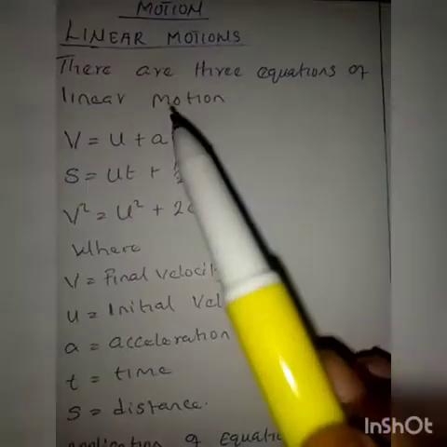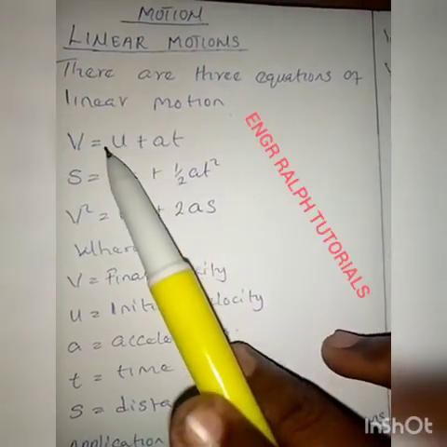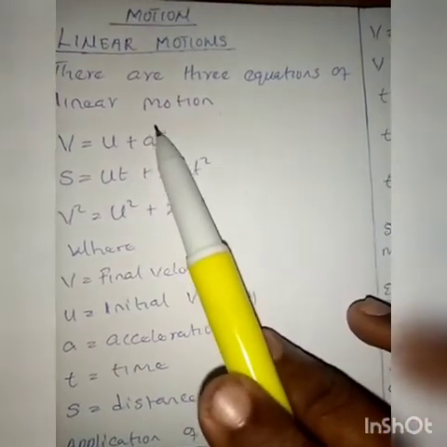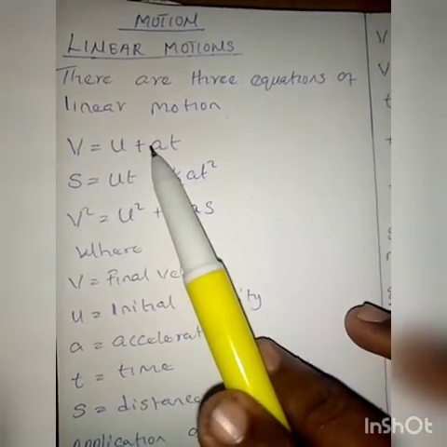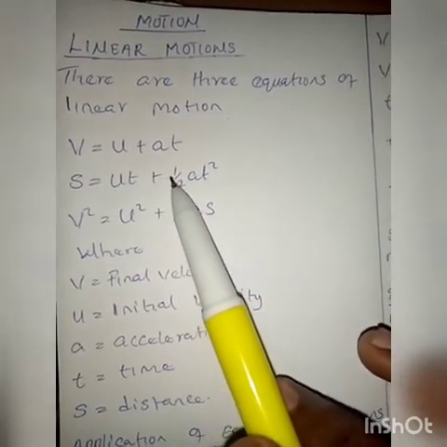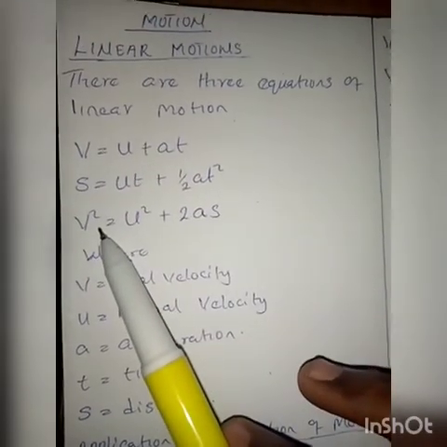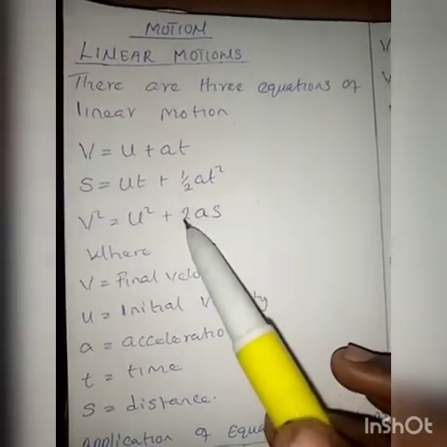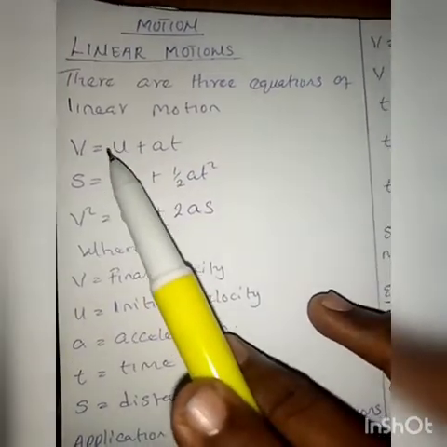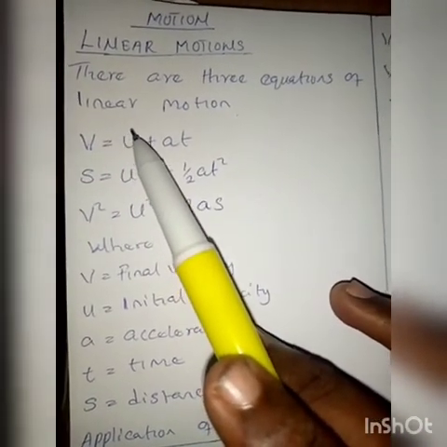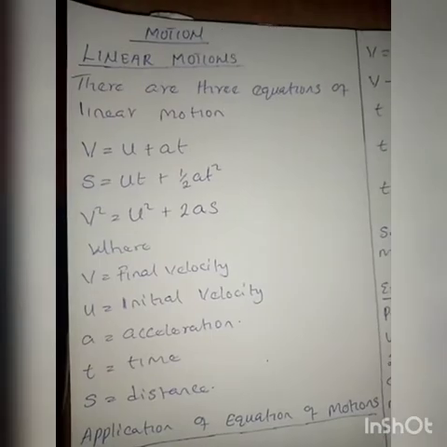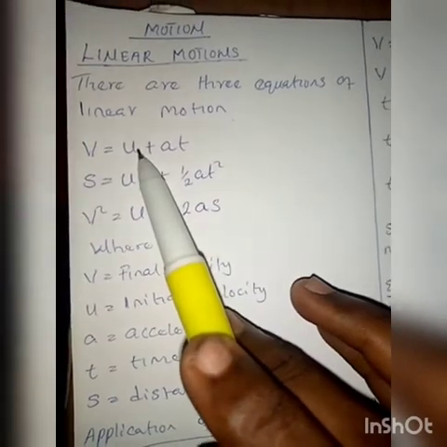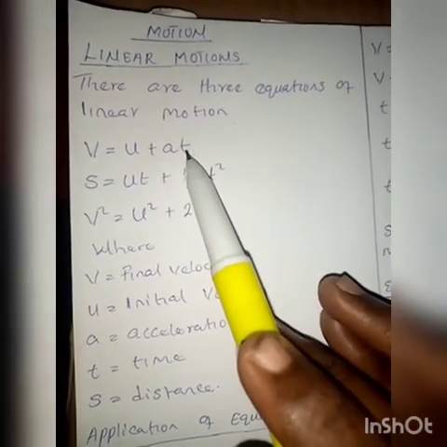So now we are going to be talking about linear motion, and then the equations of linear motion. There are three equations for linear motion, which are v is equal to u plus at, s is equal to ut plus a half at square, and then the third equation of motion is v square is equal to u square plus 2as, where all these parameters have their respective values.